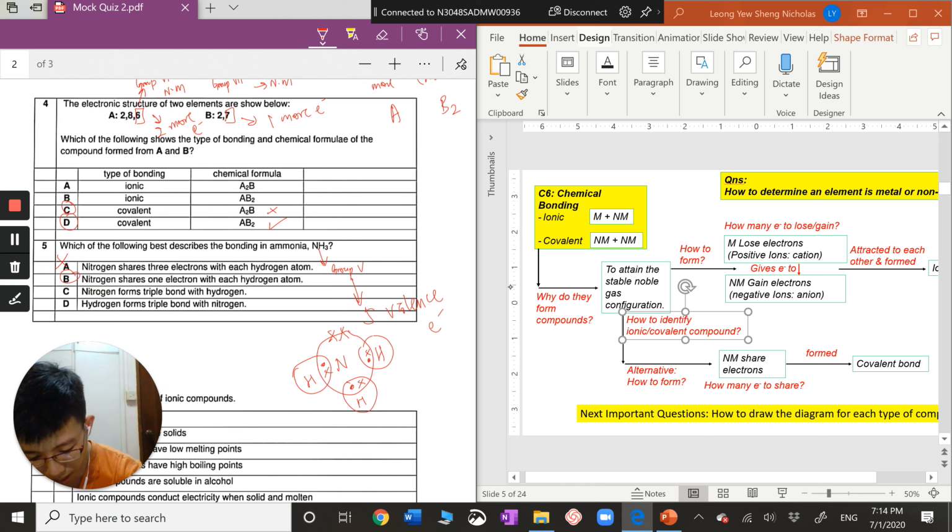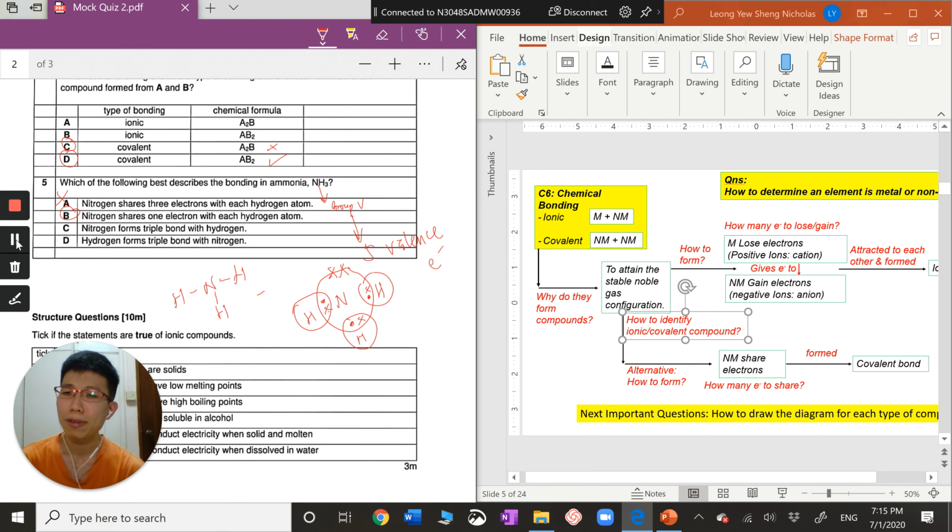So this one is one single bond. One single bond consists of 2 electrons. So 1, 2, one single bond, another single bond. Triple bond means they must share 3 electrons each, which means in the overlapping region, you should see 6 electrons.